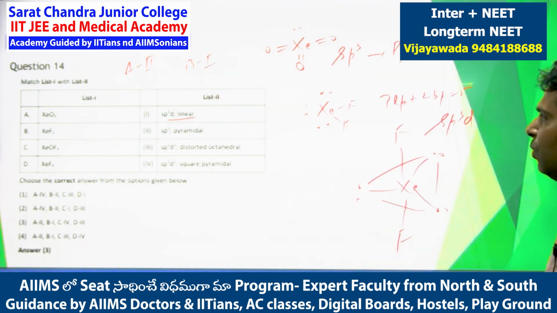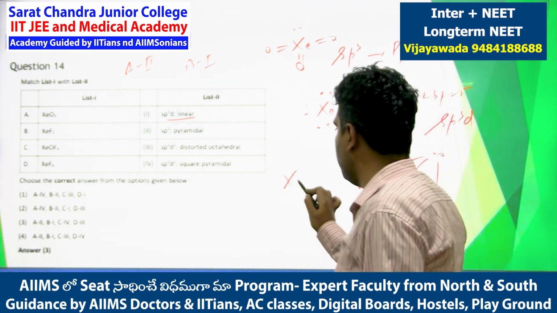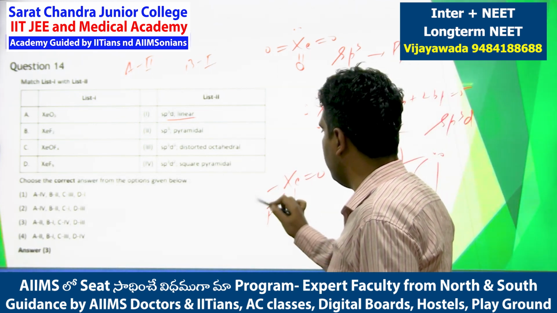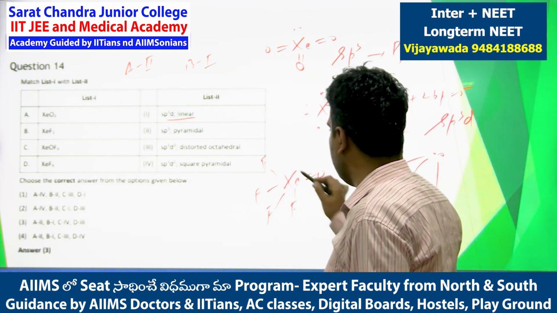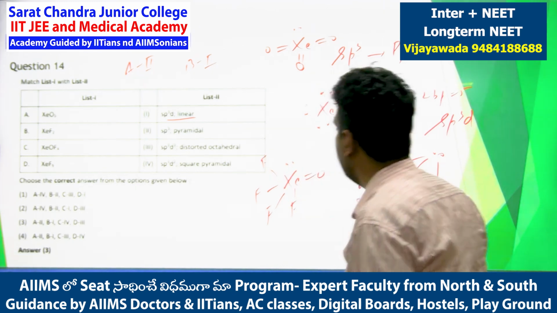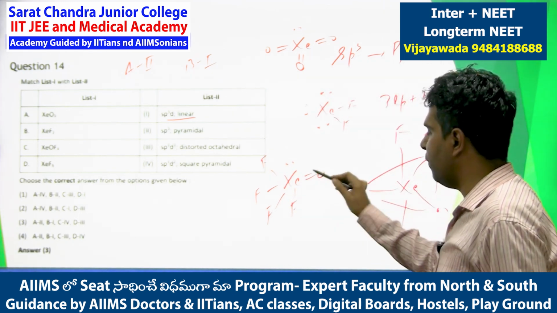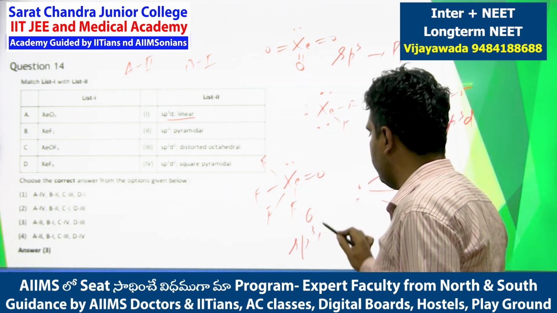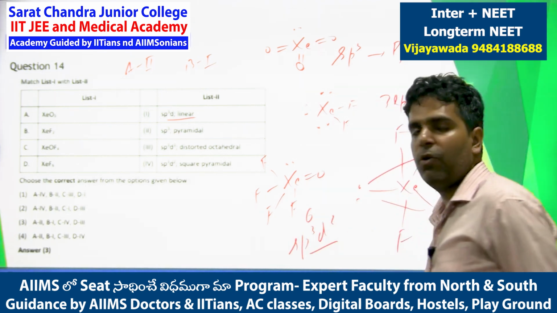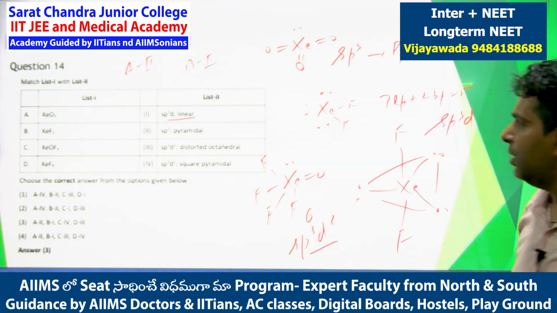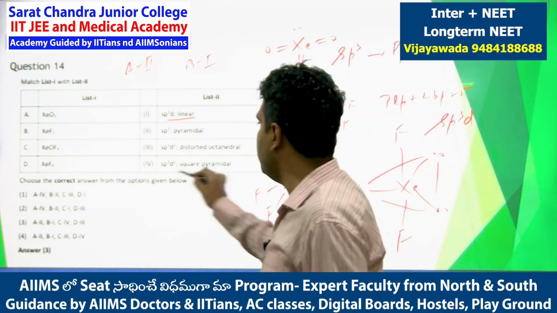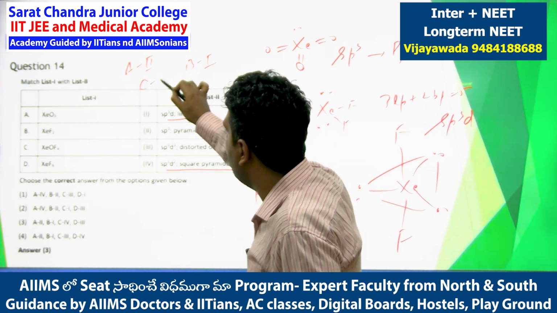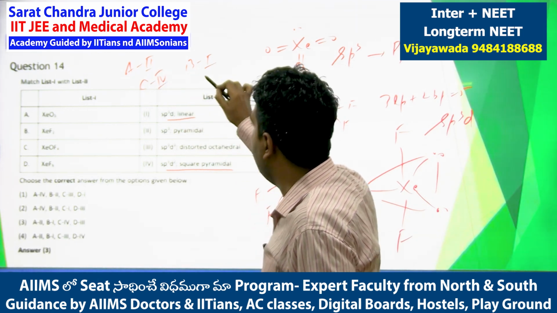Then XeOF4. So xenon will be forming a double bond with oxygen and 4 single bonds with fluorine. Total 6 electrons. So 1 will be the lone pair. So 1, 2, 3, 4, 5, 5 bond pairs and 1 lone pair. Total 6, sp3d2 hybridization. With 1 lone pair, the shape is square pyramidal. So sp3d2 hybridization, square pyramidal shape. So C is corresponding to 4 and D will be corresponding.